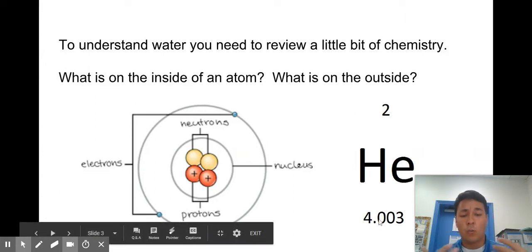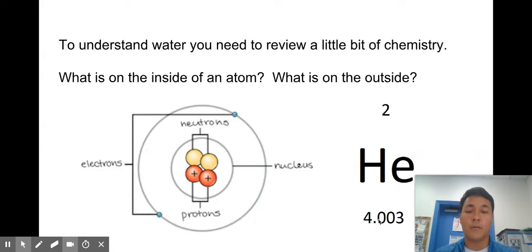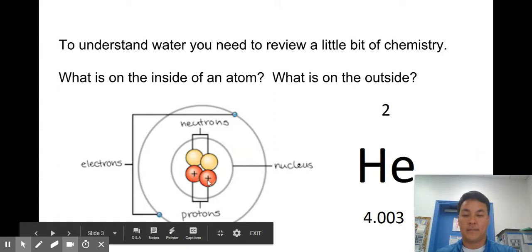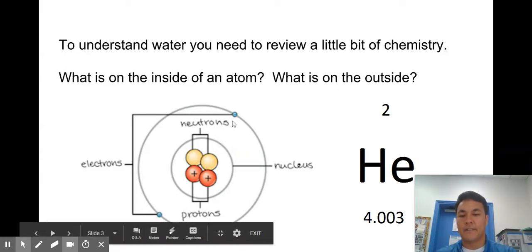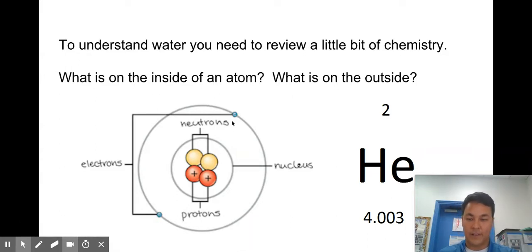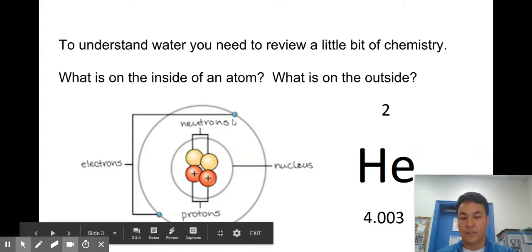You might wonder, why is this atomic mass 4.003? That's because it encapsulates all the different isotopes of helium. Isotopes are helium atoms that have the same number of protons as this, but have a different number of neutrons. The electrons are negligible or don't have a mass. They're very, very light. But we know that there's 2 of them because they have to equal the number of protons. If the electrons don't equal the number of protons, then it's called an ion.